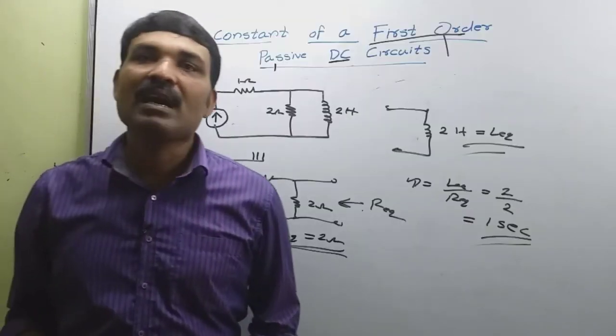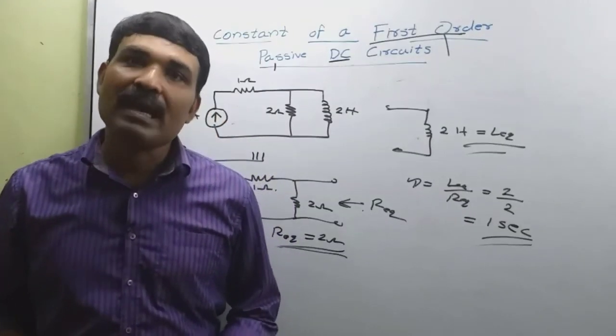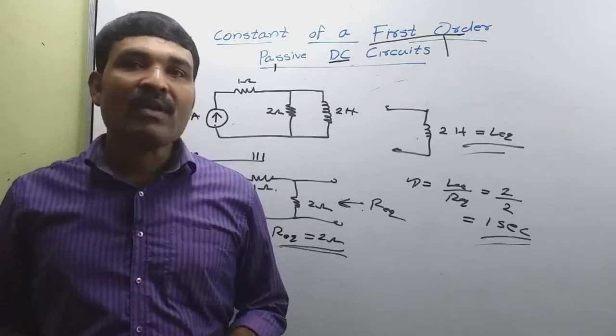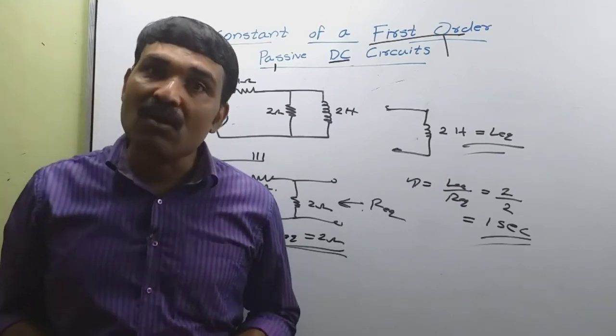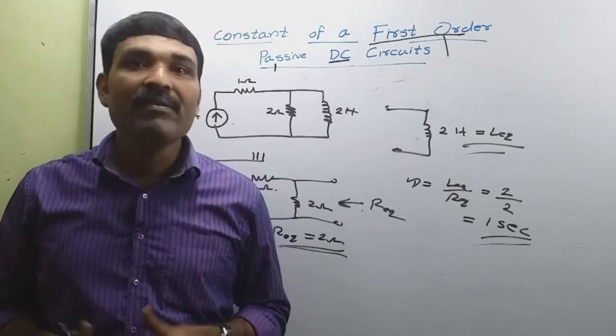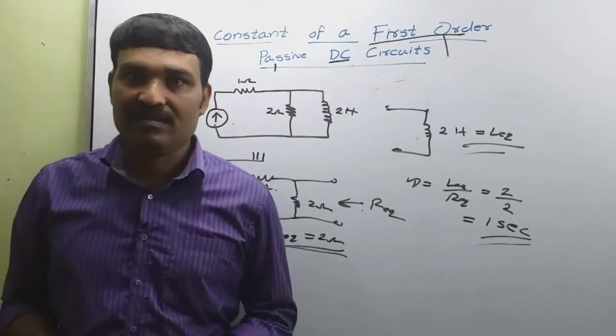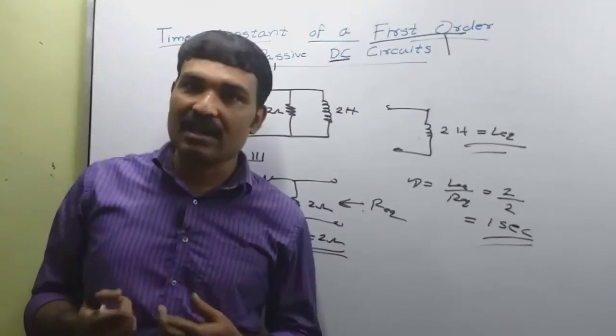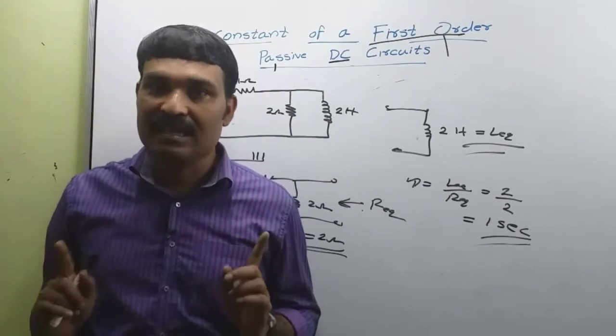In this manner, we can find the time constant of any first order network. For the case of an RLC network, that is a second order network, we will discuss that in the next session. How to find the time constant when a dependent source is included, that also we will discuss in the next session.